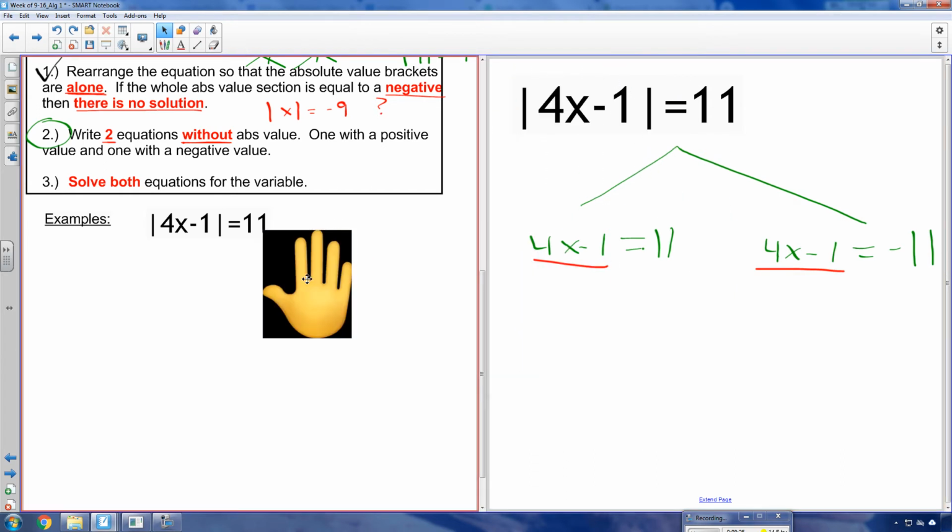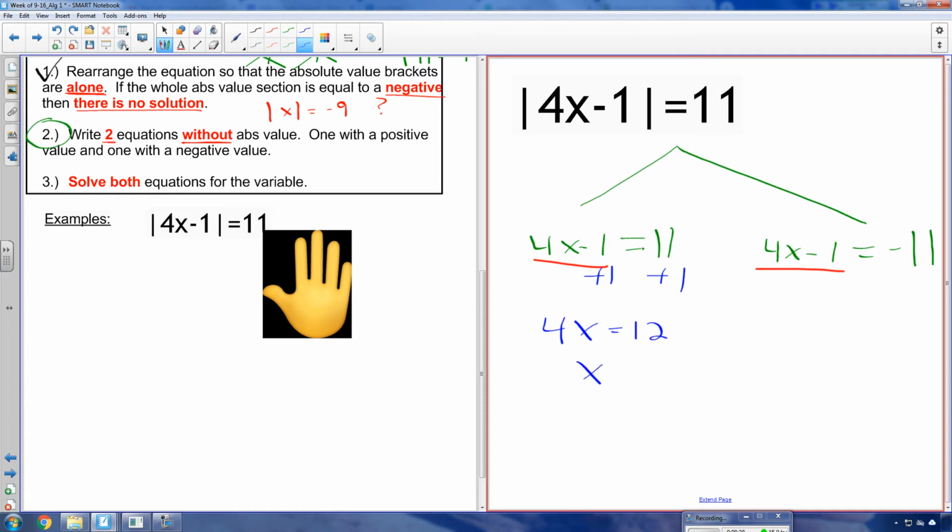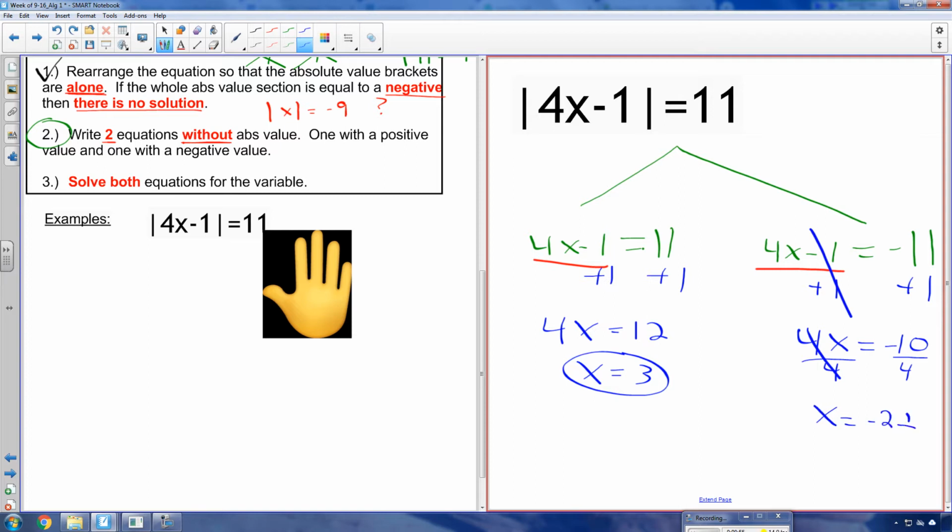Look at both of those equations and think to yourself, can I solve each of those equations? So I'm just going to quickly solve this, assuming that you're okay with it. 4x equals 12, x equals 3. And if you're having trouble solving these equations, please go back to sections 1.1 and 1.2. In 1.1 and 1.2, I have some videos on how to solve these kinds of things. So now we have x equals negative 2.5 here. So these are our two answers.